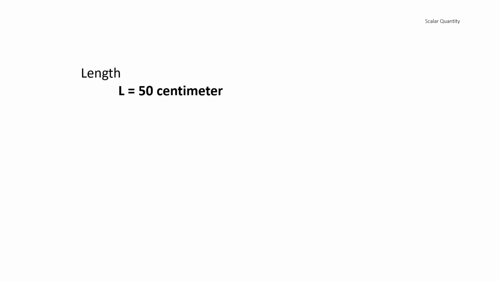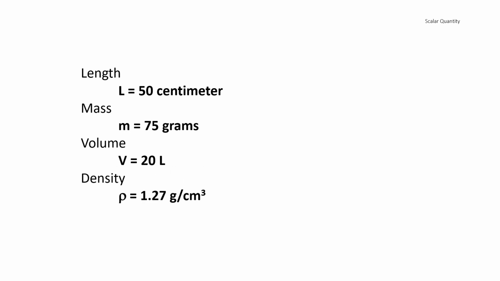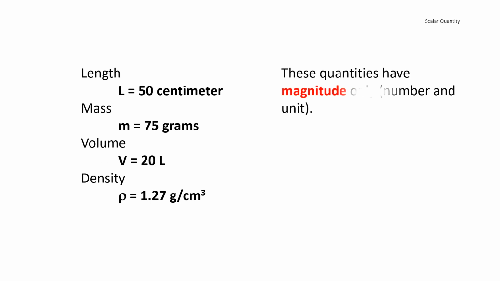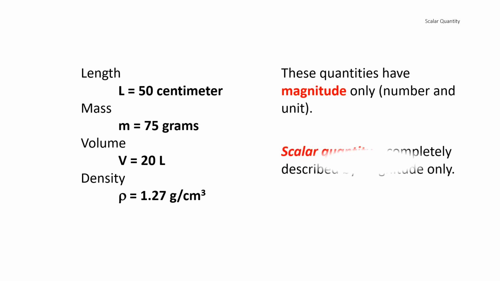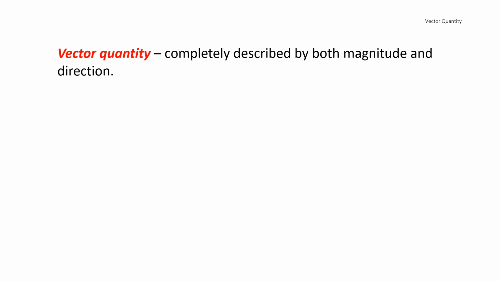Length like 50 centimeters, a mass of 75 grams, a volume of 20 liters, and the density of 1.27 grams per cubic centimeter are described with the number and the unit only. These are magnitudes of the quantity. Quantities described by a magnitude only are called scalars. Quantities that are entirely described by both magnitude and direction are classified as vectors.